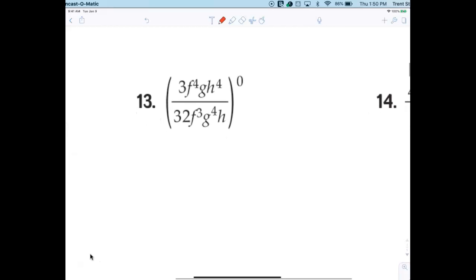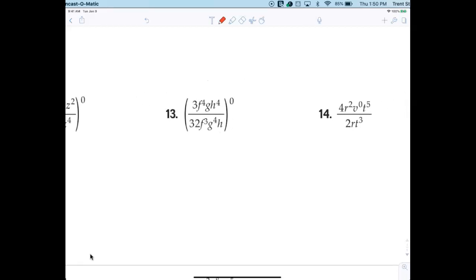Well, you got the easy one. Anything to the 0 power is always what? 0. Think for yourself. Anything to the 0 power. I'm going to teach you how they figured this out. Yes, you're right. It is 1. Anything to the 0 power is 1. And this whole quantity is being raised to the 0 power, so that answer is 1.